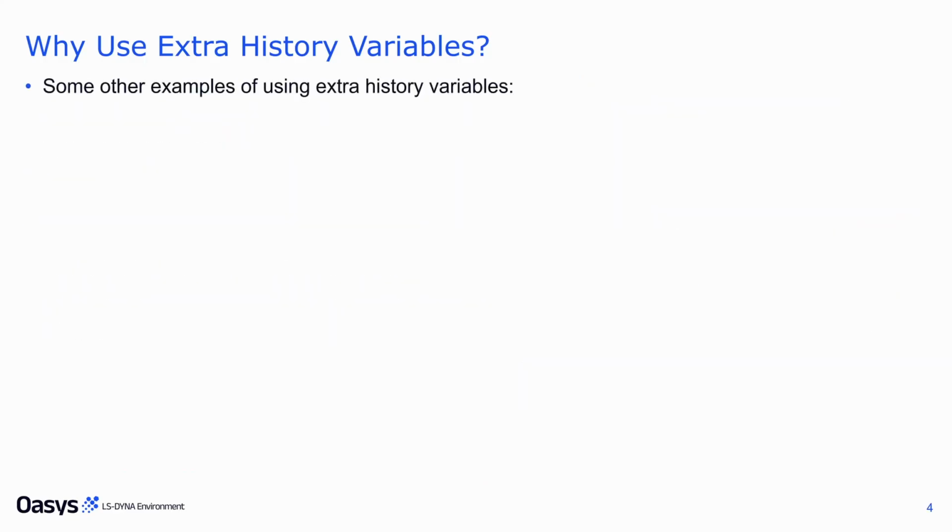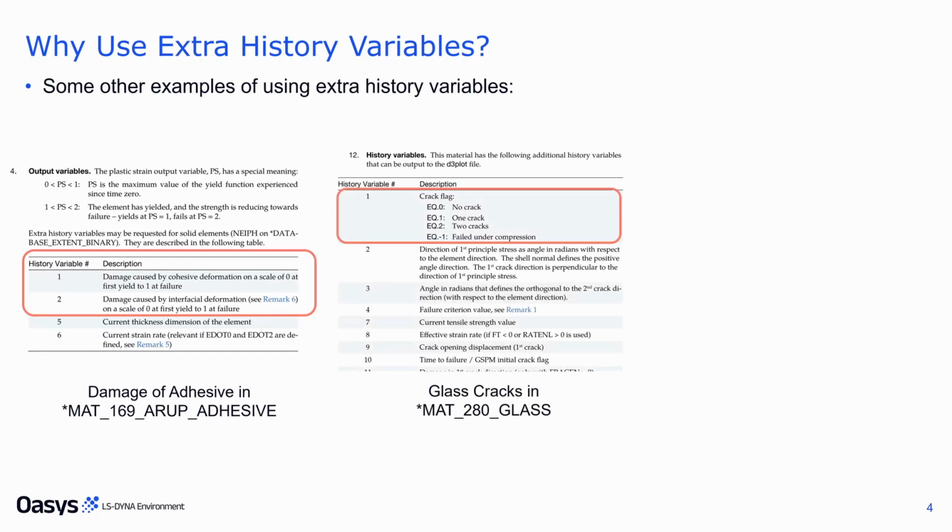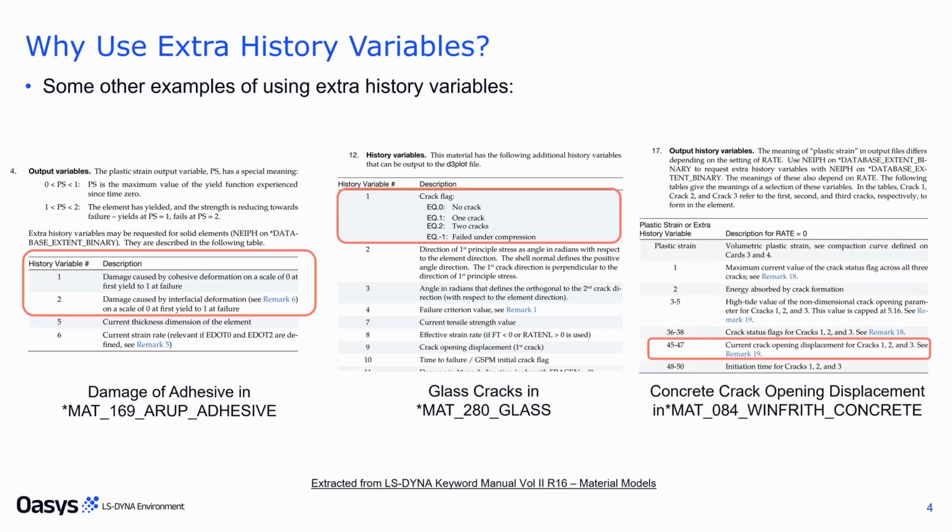However, this isn't just limited to composites. Many other material models in LS-DYNA use these extra slots to store highly specific physical data. For instance, if you are working with structural adhesives, you can monitor cohesive and interfacial deformation. For glass, you can see exactly how many cracks have formed within the part. For concrete models, you can also see the crack opening displacement and understand how cracks are propagating through the structure under load. This gives you the ability to understand the physics of your model and justify your engineering decisions with data.